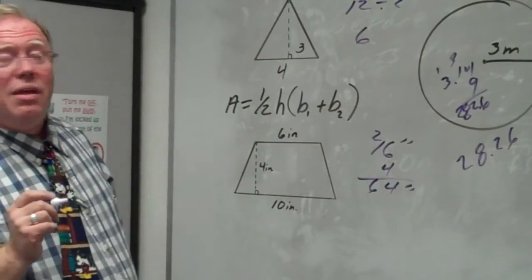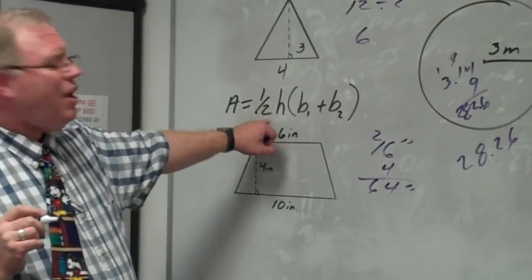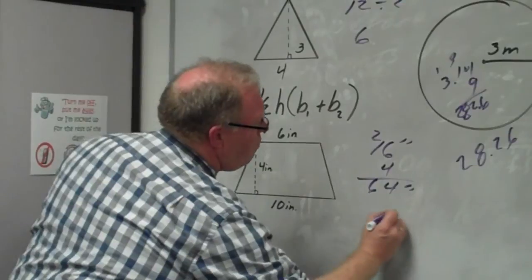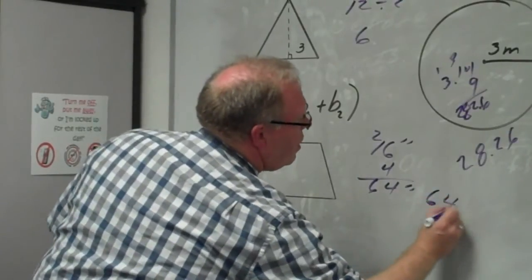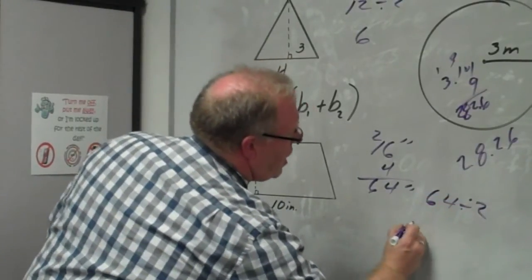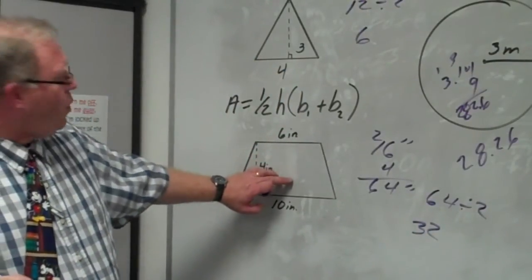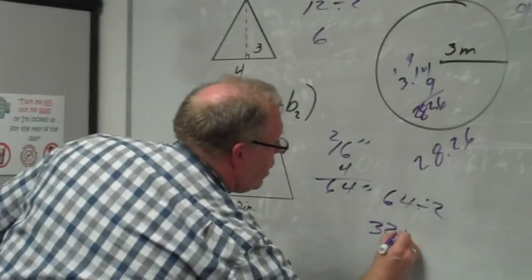But we're not done, because we've still got that half. So just like we did with the triangle, we're going to divide this by 2. And I end up with 32. So my area of my trapezoid is 32 inches.